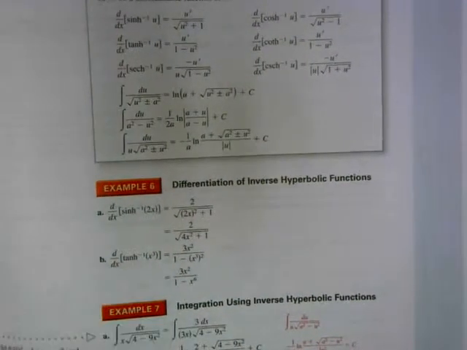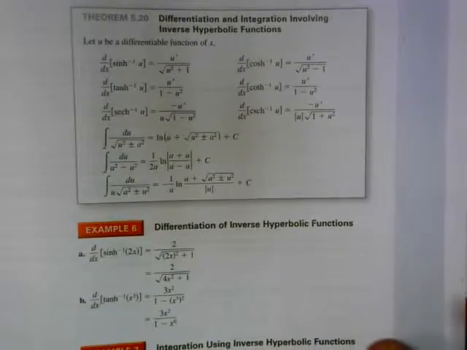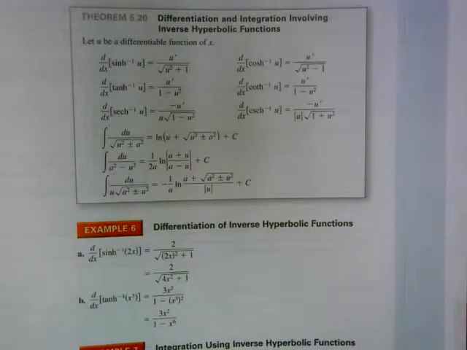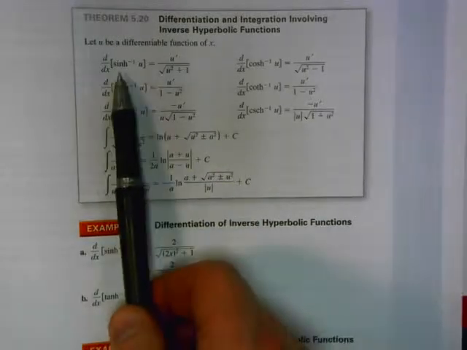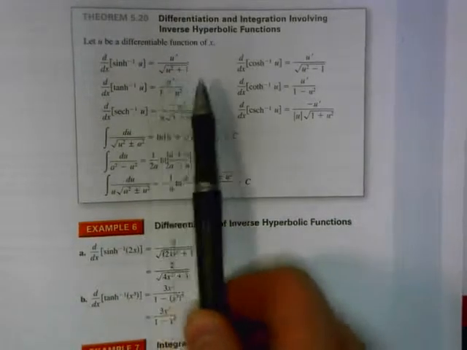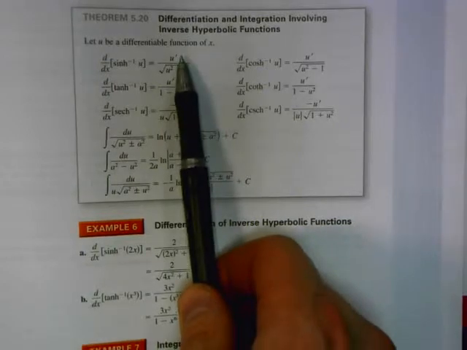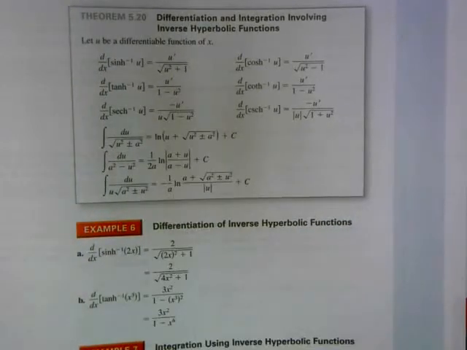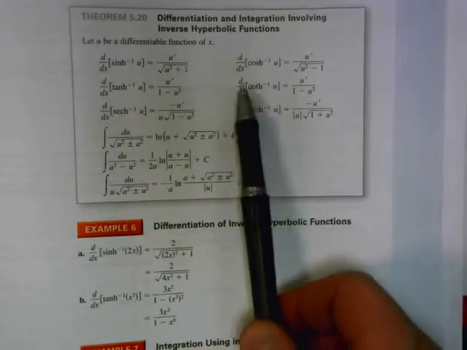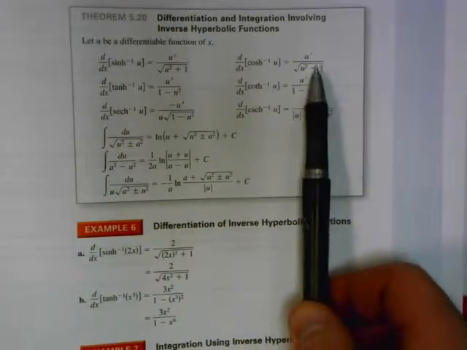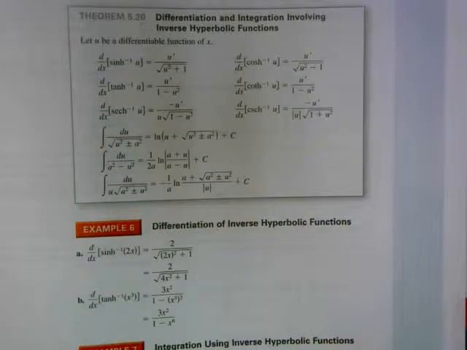Well, there are formulas. Here they are. They work out fairly nicely. The derivative of inverse hyperbolic sine turns out to be u prime over square root of u squared plus 1. And the derivative of inverse hyperbolic cosine turns out to be u prime over square root of u squared minus 1.